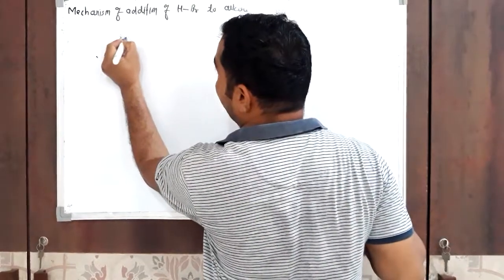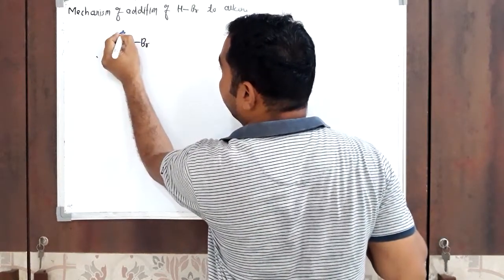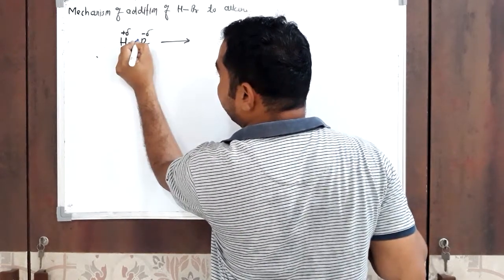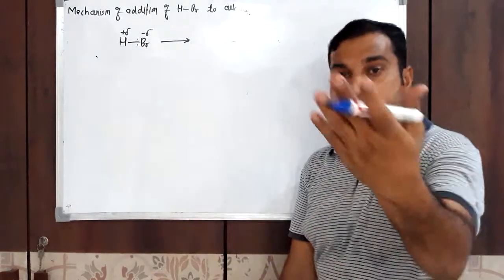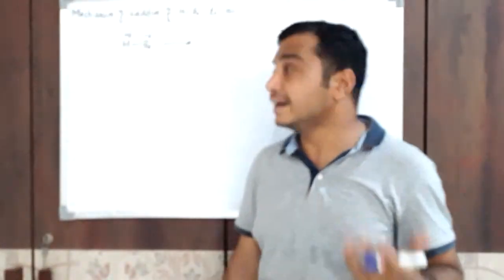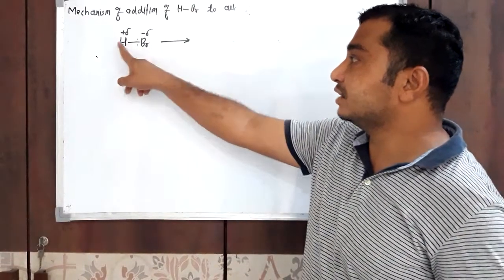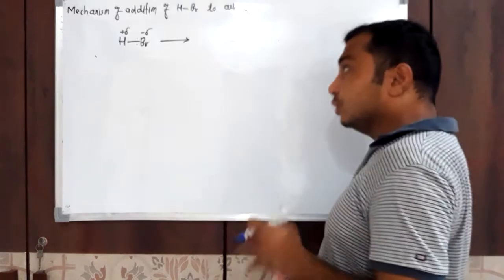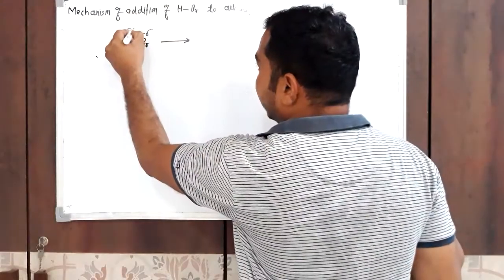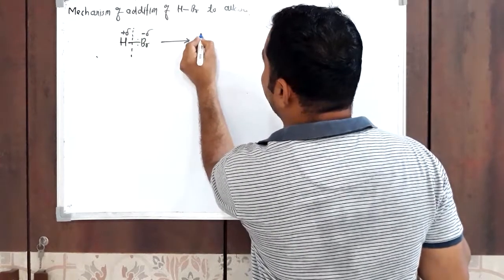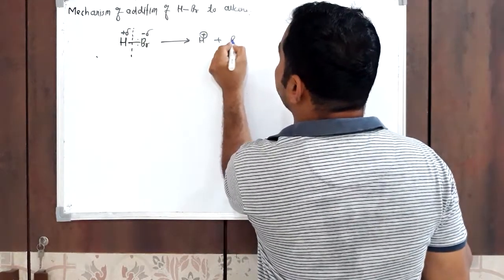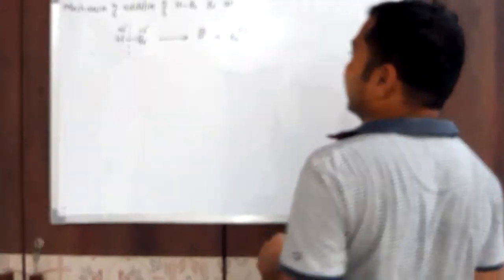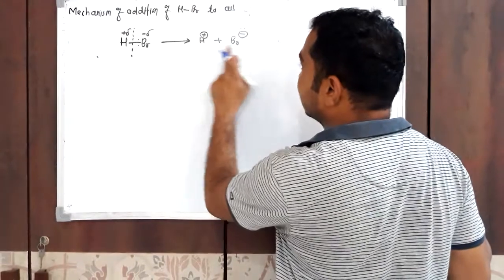We know this HBr molecule. In HBr, H is partially positive, Br is partially negative, because the bonding electron pair of HBr is shifted toward bromine. Bromine is more electronegative. That's why bromine gains partial negative charge and hydrogen gains partial positive charge. This is a polar molecule. During reaction, what happens? This bond will break. H and Br separate out to give H plus and Br minus. Bonding electron pair goes with bromine atom because it is more electronegative.